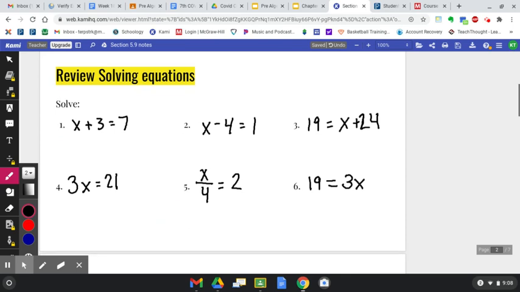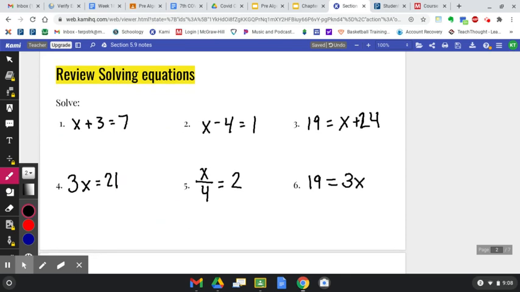So let's review solving equations with integers so we can remember the properties that we used to solve them. We use inverse operations. So when I look at number 1, it's saying what plus 3 equals 7. And you can plug in different numbers. I can say, well, what if it's 1? 1 plus 3 is 4. Well, that's not equal to 7. I should know that 4 plus 3 is 7.